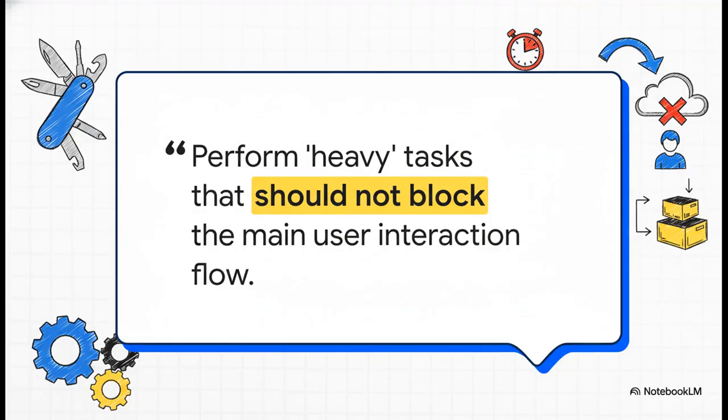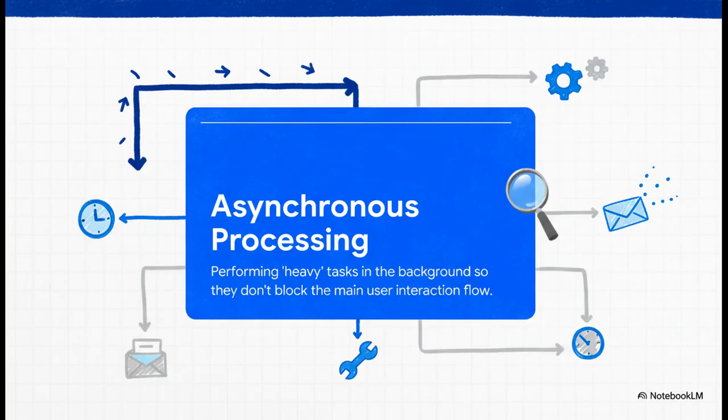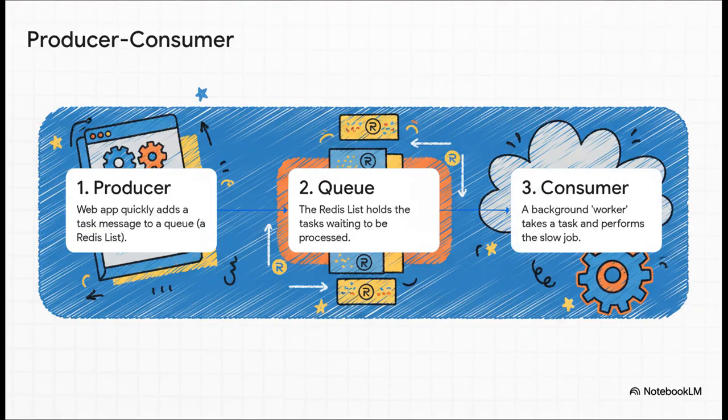Your user's interaction with your site should feel instantaneous. All the slow, heavy lifting? That should happen behind the curtain, in the background, long after the user has moved on. And the fancy term for this magic trick is asynchronous processing. All it means is that we're separating the initial, quick request from the slow task that needs to happen because of it. We're unblocking the user. And here's how it works.